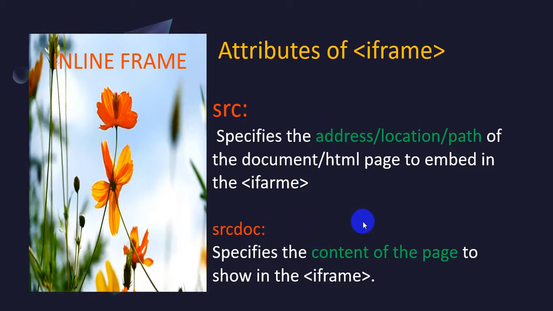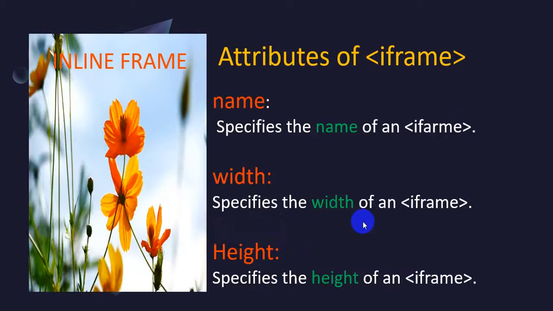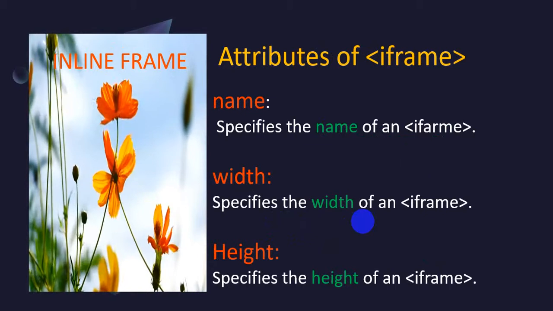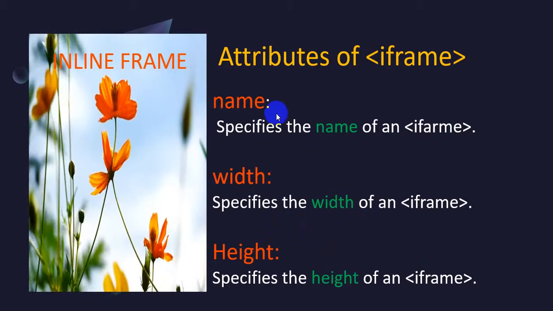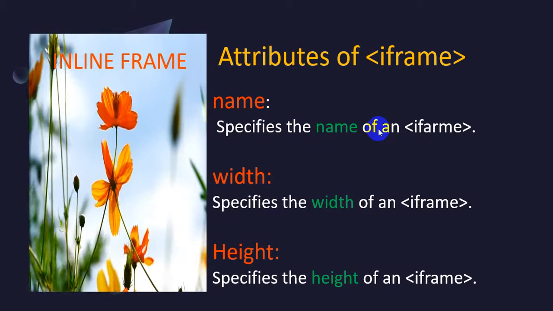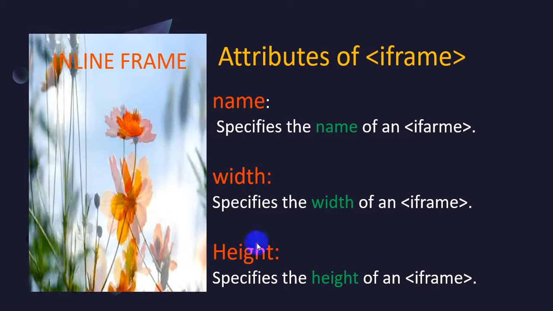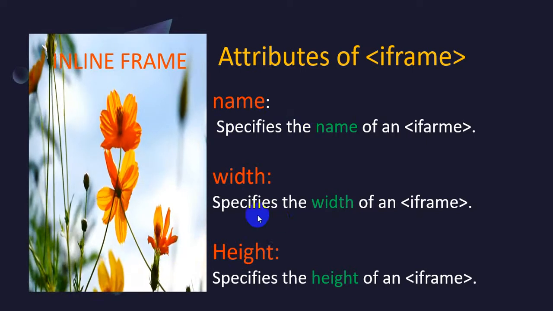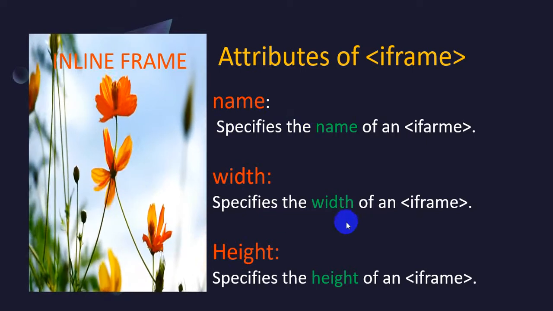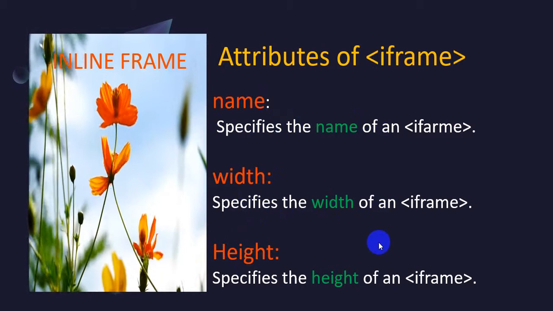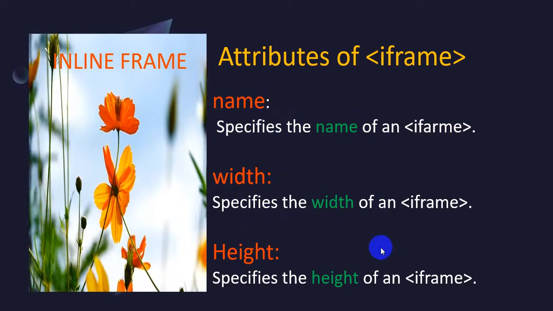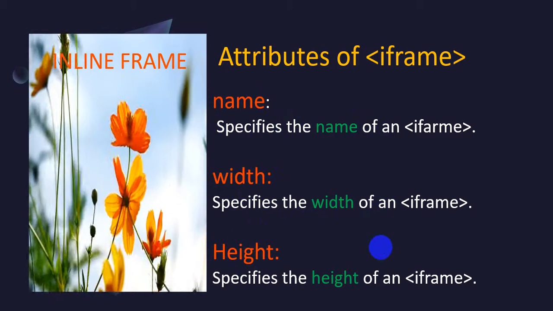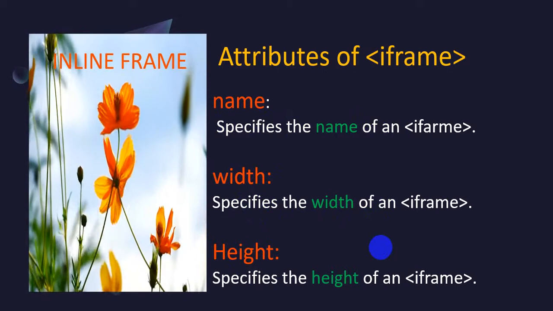Okay, now the rest three attributes are very easy, very self-explanatory. The name attribute is used to assign a name to your frame. Then width and height are the attributes used to specify the width and height of your iframe.